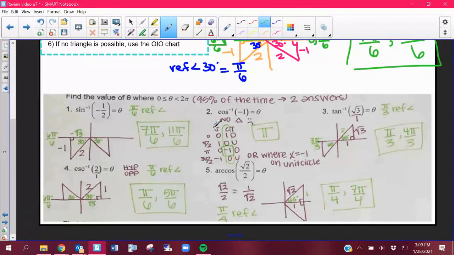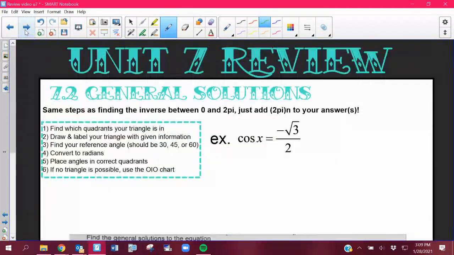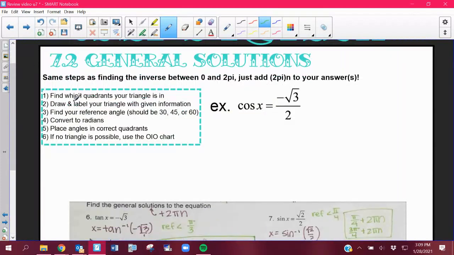Tangents and cotangents can be 1. And you see it's not on the OIO chart because, surprise, it's that 45, 45. Okay. But again, make sure you're finding both answers as you're working through these problems. 7.2, general solutions. Notice it has the same steps as finding the inverse between 0 and 2 pi. Now all you have to do is write plus 2 pi n. So I literally copy pasted these steps from the other page.